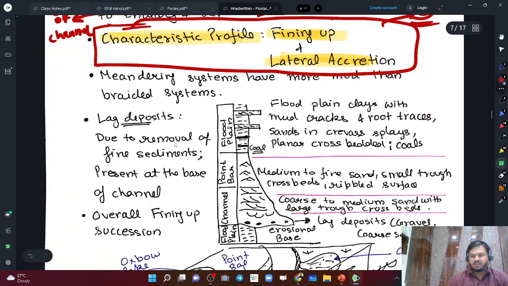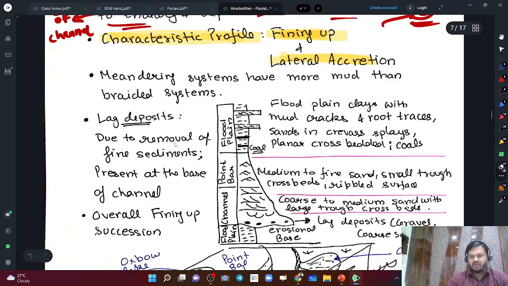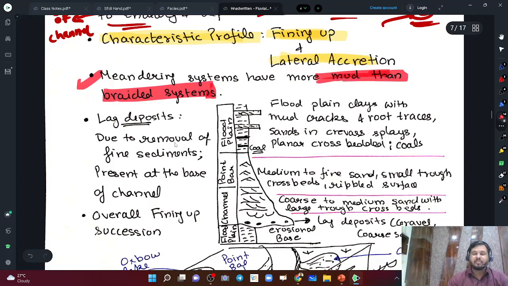So we will again see how we have to plot this in the diagram. Another point is that this meandering river system has more mud than the braided system, right? We also saw this in the case of Brahmaputra and Ganga, but because the braided river system has more gradient, it has more energy, so it carries coarser sediment. Here they have more mud than the braided river system. That is one thing, right?